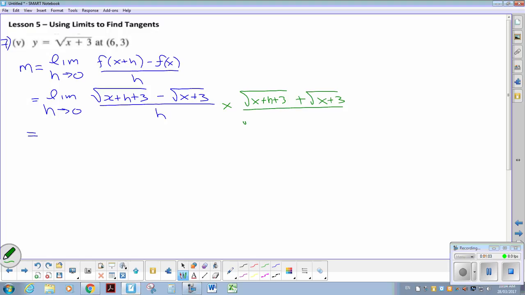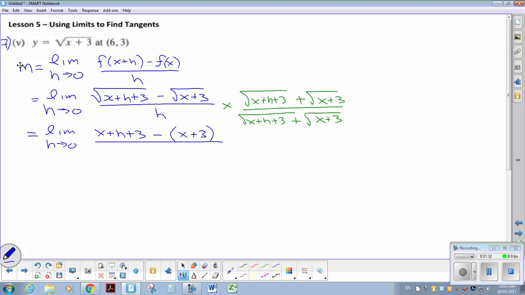Whatever we do at the top, we do at the bottom. So we're going to multiply by the conjugate top and bottom. So that means the limit as h approaches 0. When you multiply those radicals together or distribute it using FOILing, you get x plus h plus 3 minus, and then in brackets, because you are subtracting, again, 90% of error happens right there, over h. And now, unfortunately, we're going to have to write a long mess out here.